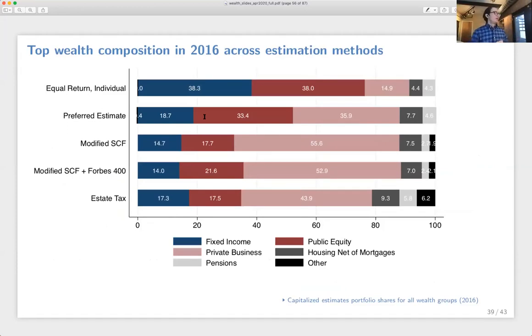Here are the portfolio shares comparing the equal returns approach to our preferred estimate and to what shows up in the SCF. Under equal returns, almost 40% of top 0.1% portfolios are fixed income. Under our approach, it's less than 20%, which aligns quite well with the SCF and estate tax data. We have almost 70% in equity, half of which is private business. Actually, the SCF and estate tax suggest that private business is even more important than our estimates. So that gives you a sense of where there's still room to work and try to understand the importance of private business, but it seems to be really first order for thinking about top wealth inequality.